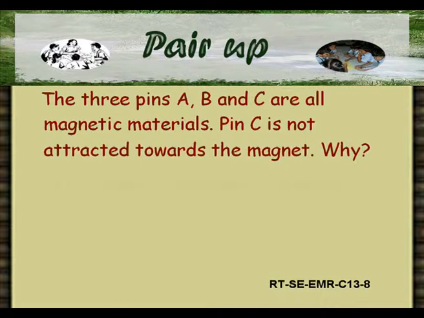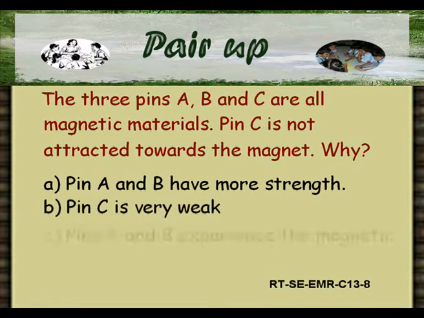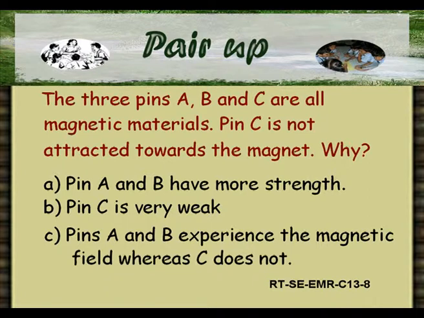Your options are A. Pin A and B have more strength. B. Pin C is very weak. C. Pins A and B experience the magnetic field, whereas C does not.